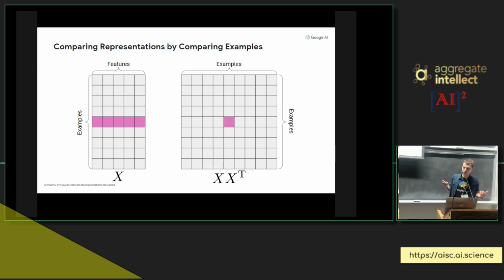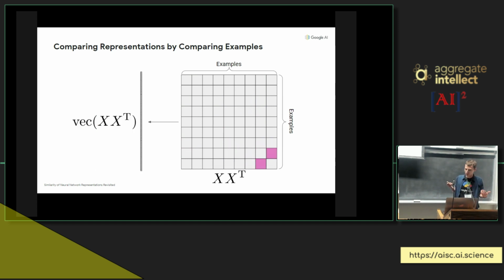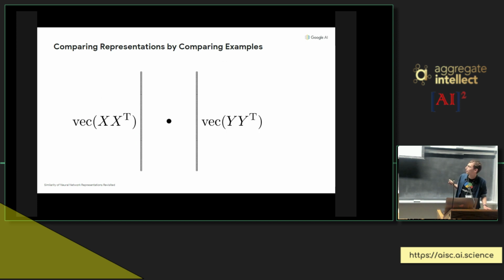So if we want to compare two of these representational similarity matrices, then the easiest way to do that is just reshape the representational similarity matrix into a vector, and then take its dot product with another reshaped representational similarity matrix. Yeah? Is there kind of like a nice interpretation of X transpose?